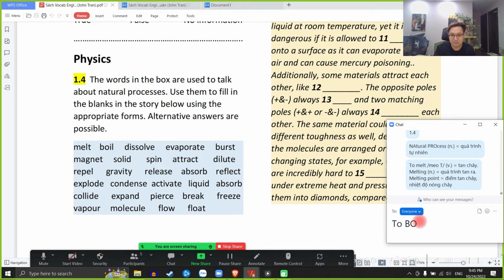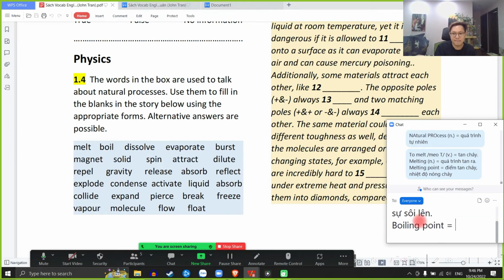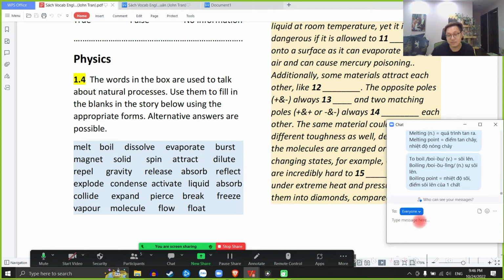Okay, boil. Boil means to bubble up, to heat until it boils. Boiling is the act of boiling. So we have the word boiling point, the temperature at which a substance boils. For example, the boiling point of water is 100 degrees Celsius. 100 degrees Celsius is the boiling point of water.